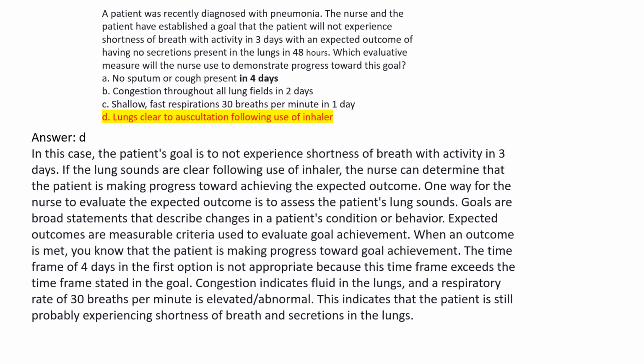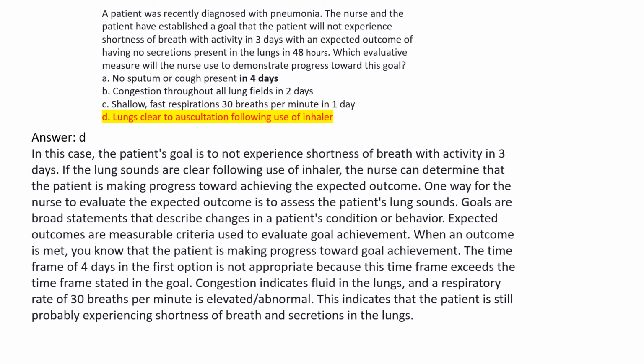Expected outcomes are measurable criteria used to evaluate goal achievement. When an outcome is met, you know that the patient is making progress toward goal achievement. The time frame of 4 days in the first option is not appropriate because this time frame exceeds the time frame stated in the goal.